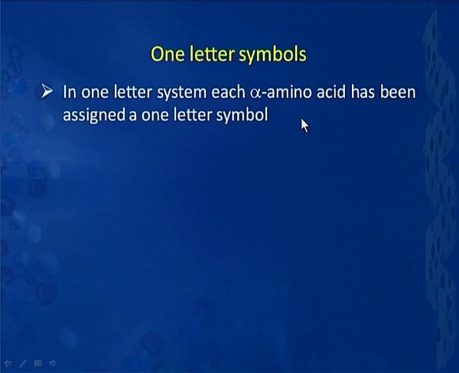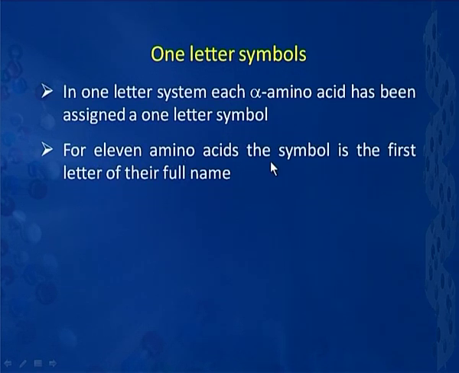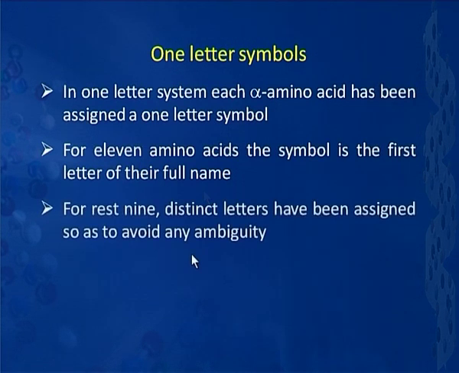This letter symbol happens to be the first letter of the common name. Here again that same issue will come, that there will be more than one amino acid starting with the same alphabet. So, from this point of view, for 11 amino acids, the symbol happens to be the first letter, and it happens to be the capital letter there. But for the rest 9 of them, distinct symbols have been assigned, so that there is no ambiguity of any kind.